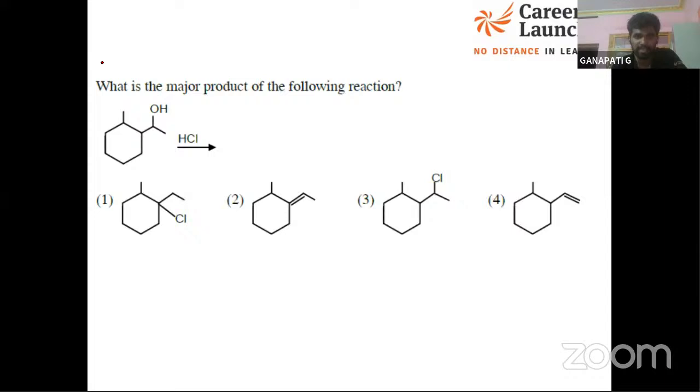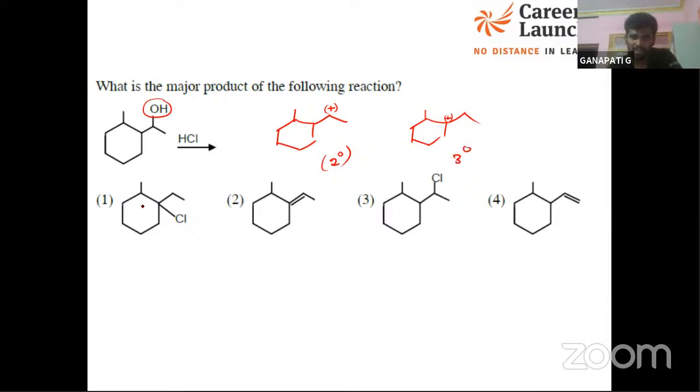First, let's see organic chemistry questions. What is the major product of the following reaction? If you observe carefully, it is simply a substitution reaction of an alcohol with HCl. The first step is a nucleophilic substitution, and the first step is formation of a positive charge here. But is it stable? It is a secondary carbocation, but there is a chance of tertiary. So there is a migration of hydrogen, so it becomes a tertiary.